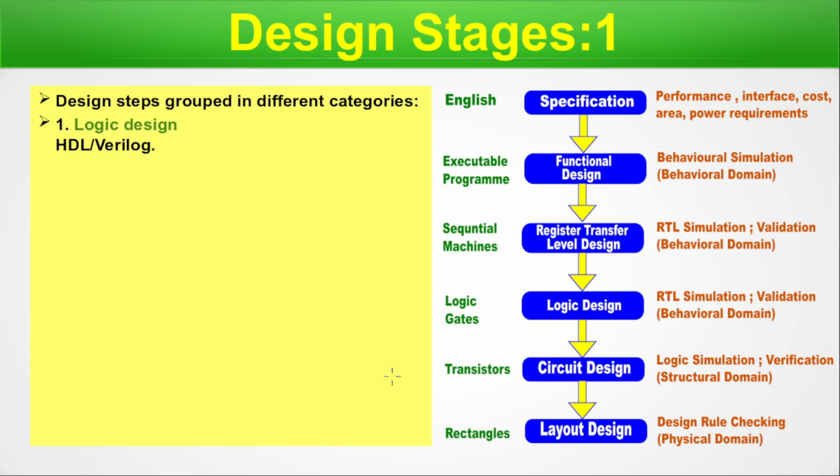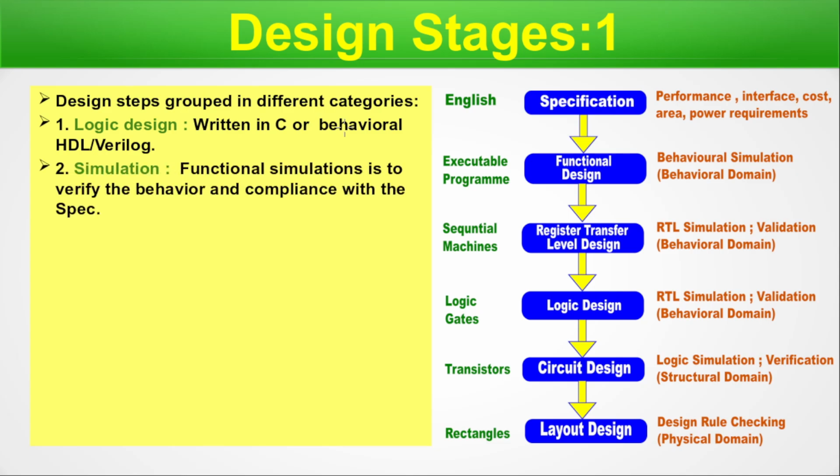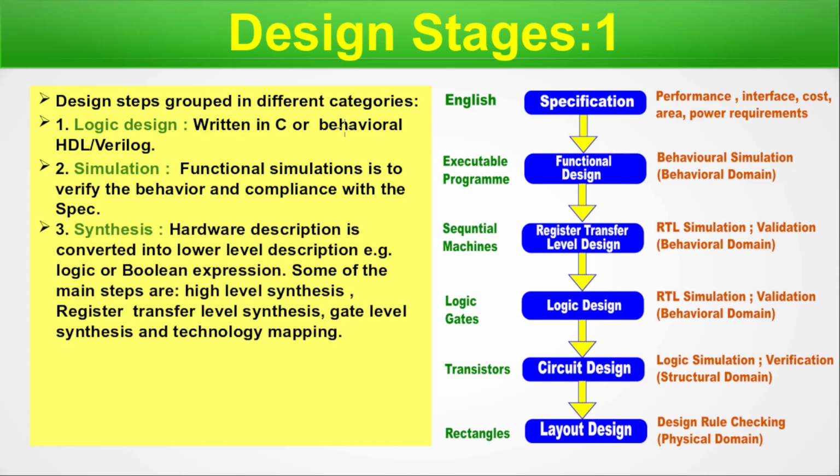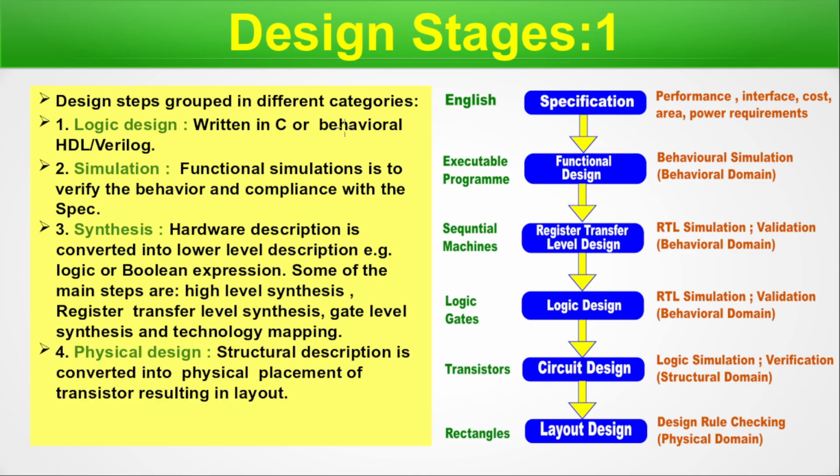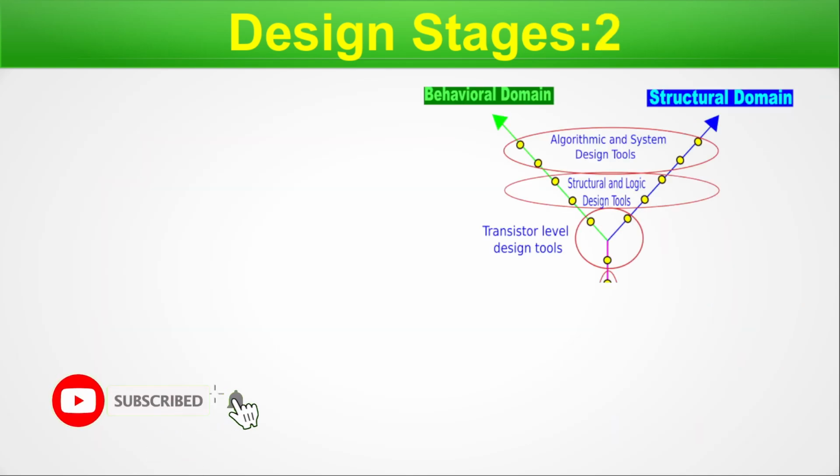Now design stages. It starts with specification. So we group design steps in different categories. First, logic design written in C or behavioral HDL or Verilog. Then comes simulation. Functional simulation is to verify the behavior and compliance with the spec. Next, synthesis. Hardware description is converted into a lower level description, that is logic or Boolean expressions. Some of the main steps are high level synthesis, register transfer level synthesis, gate level synthesis and technology mapping. So by synthesis, we get the gate level netlist and then we enter the physical design.